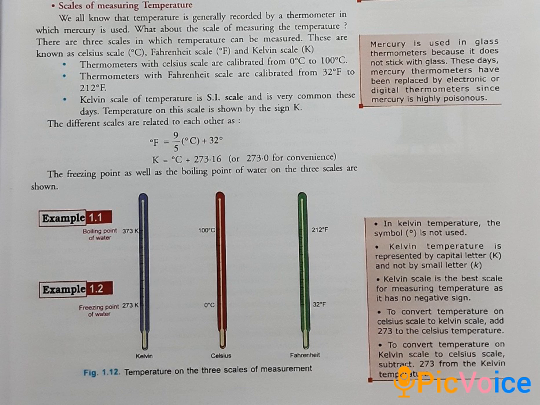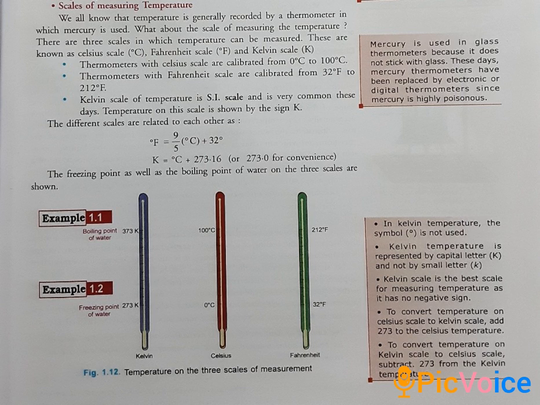Now coming to thermometers with Fahrenheit scale, which is given in green color. Thermometers with Fahrenheit scale are calibrated from 32 degree Fahrenheit to 212 degree Fahrenheit. Kelvin scale of temperature is the SI scale and is very common these days. Temperature on this scale is shown by the sign capital K.